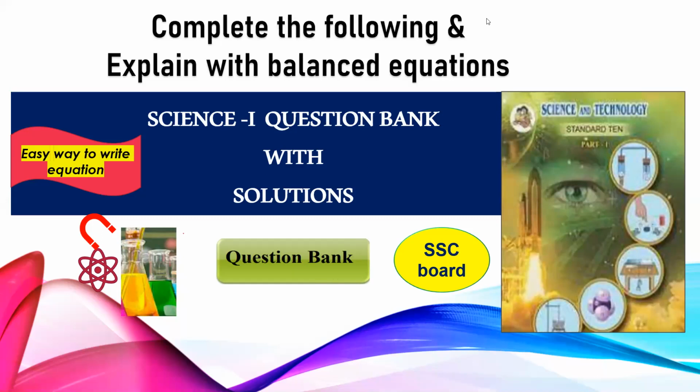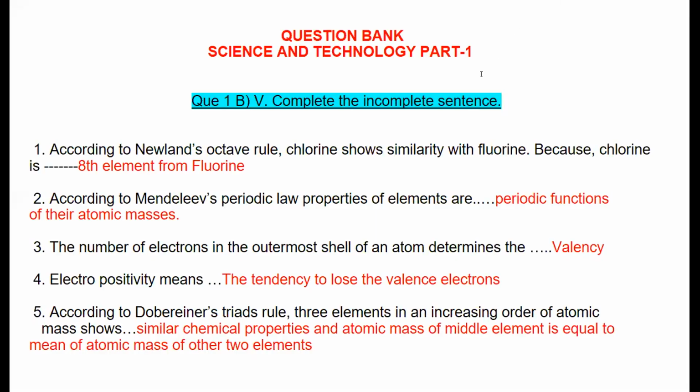Let us start with the first question. Question number 1b5, complete the incomplete sentence. Only 5 questions are there, so I have included this also in this video. First question is, according to Newland's octave rule, chlorine shows similarity with fluorine because chlorine is dash.